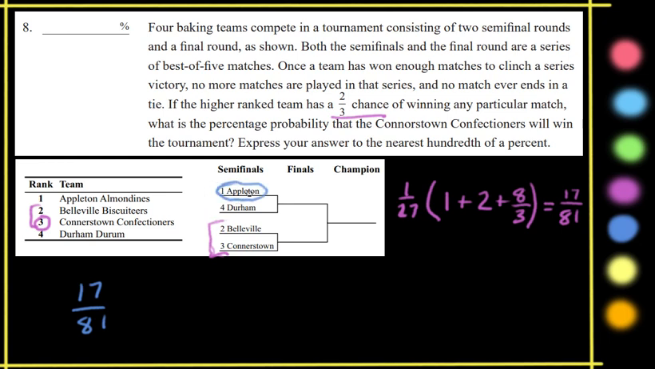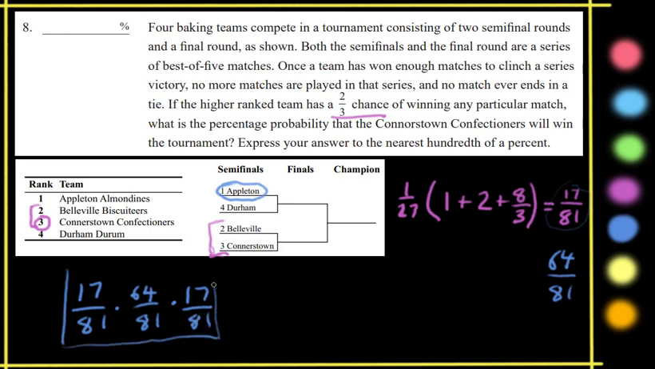So first of all, how likely is that? Well, they're the higher ranked team. So that means they're going to have 1 minus this probability, right? So what's 1 minus that? It's 64 out of 81 is their probability of winning. So we're going to multiply by 64 out of 81. That's going to be the case where Appleton wins. And then when Appleton and Connorstown meet, Connorstown will be the lower ranked team, so they'll have a 17 out of 81 chance of winning. So this is the probability that all of that stuff happens.